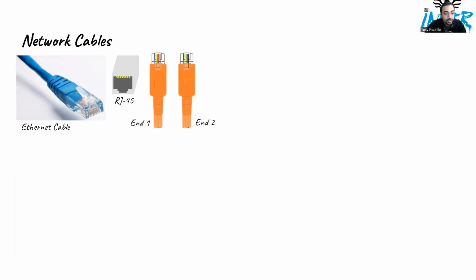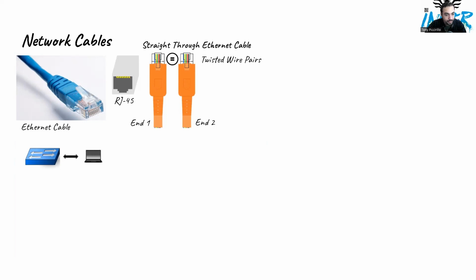Here's a closer look at the two ends of an Ethernet cable. Ethernet cables have twisted wire pairs inside that are visible on the clear ends. In this example, both ends are the same, so this Ethernet cable is called a straight-through Ethernet cable. Straight-through Ethernet cables can be used to connect switches to laptops, to desktops, or printers, and even IP phones.